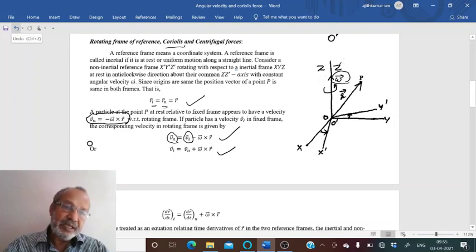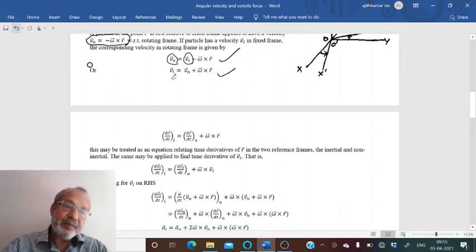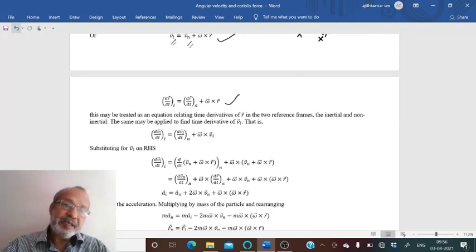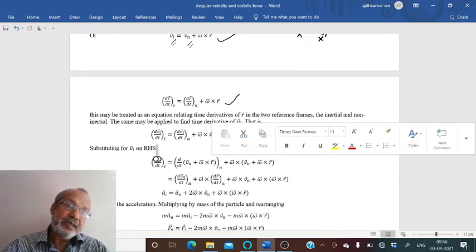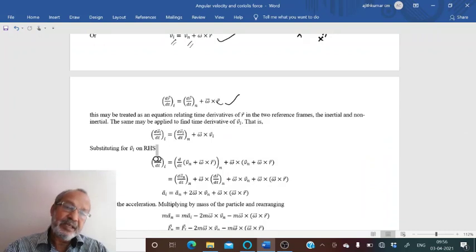Vi is the velocity in inertial frame, that is a non-rotating frame, and vn is the velocity in non-inertial frame, that is in rotating reference frame. Now this vi can be written as dr by dt in inertial frame, and vn can be written as dr by dt in non-inertial frame plus omega cross r. This may be treated as some operator equation. d by dt acting on r in inertial frame is the same as d by dt acting on the same vector r in non-inertial frame plus omega cross r.